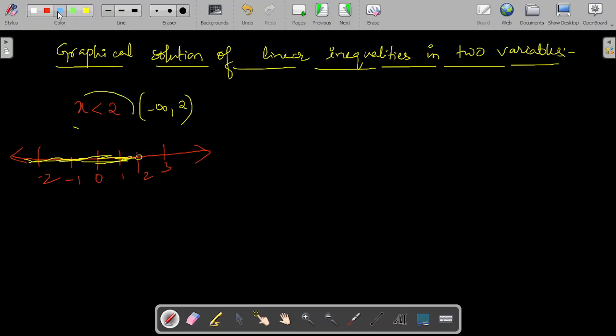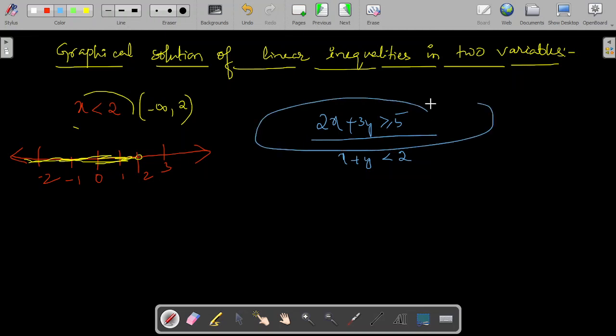Suppose you have linear inequalities in two variables like 2x plus 3y is greater than or equal to 5 or x plus y is less than 2. These are called linear inequalities in two variables. Now when there are two variables, how exactly will you find the solutions for the given linear inequality? So this is one linear inequality in two variables.